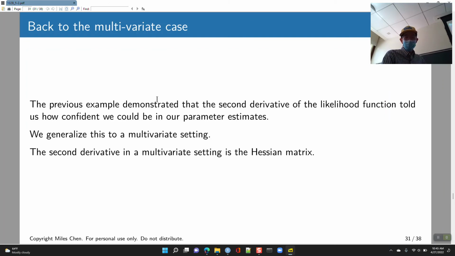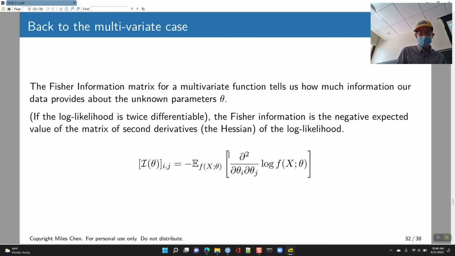The previous example demonstrated that the second derivative of the likelihood function told us how confident we could be in our parameter estimates. Let's take a look at this in the multivariate setting. The second derivative in a multivariate setting would be the Hessian matrix. So we would now have a Fisher information matrix for a multivariate function, and that tells us how much information we have about some unknown parameters theta.